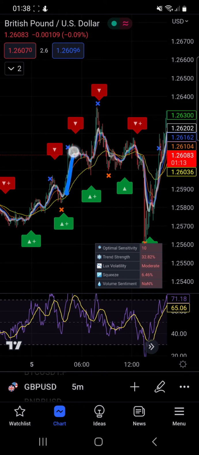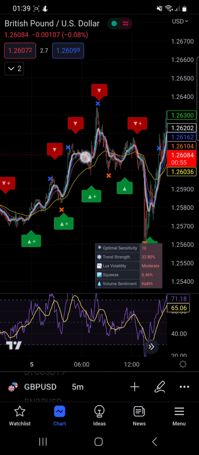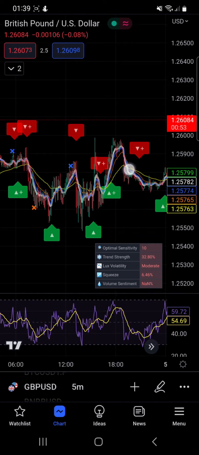So I found this as a head and shoulders pattern, and it is very obvious that once we have seen this pattern, it has gone down. So from here you can see it has made a significant move over here. So this is one of the patterns to look out for.